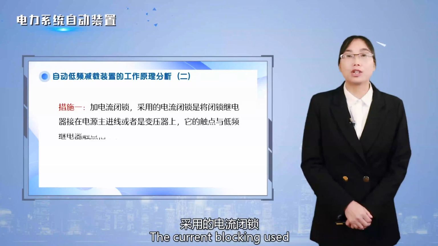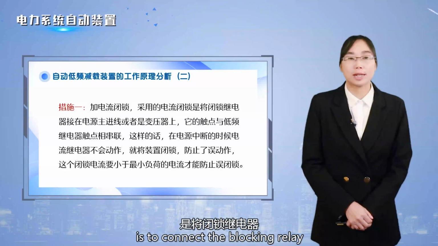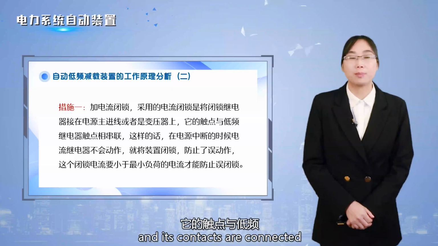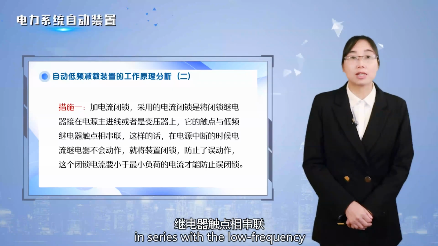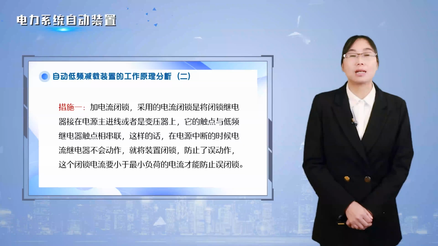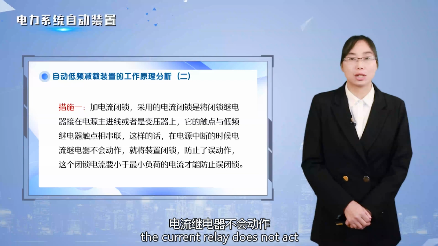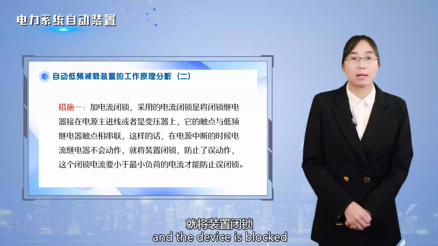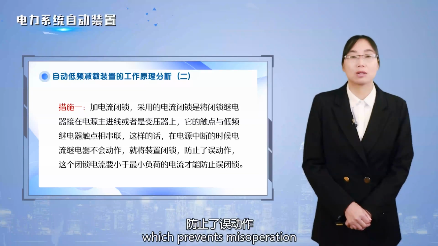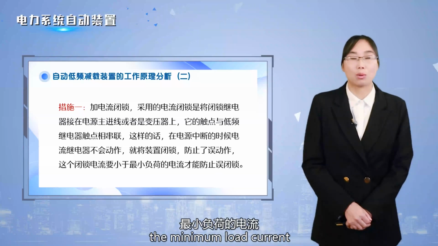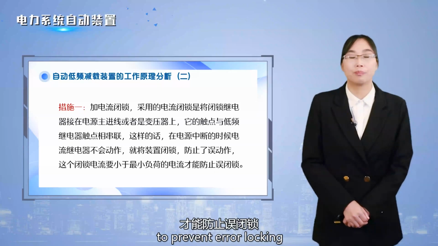The current blocking used is to connect the blocking relay to the main power incoming line or transformer, and its contacts are connected in series with the low-frequency relay contacts, so that when the power supply is interrupted, the current relay does not act and the device is blocked, which prevents misoperation. This blocking current must be less than the minimum load current to prevent error locking.